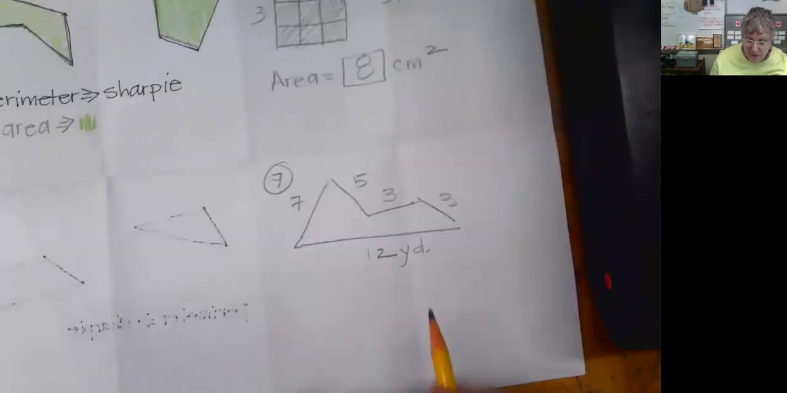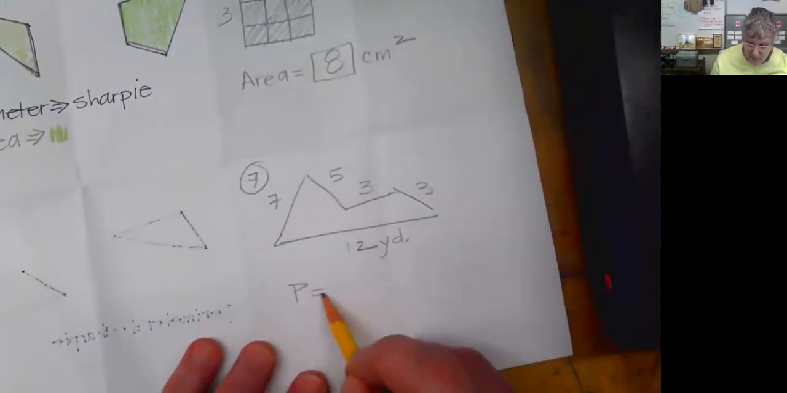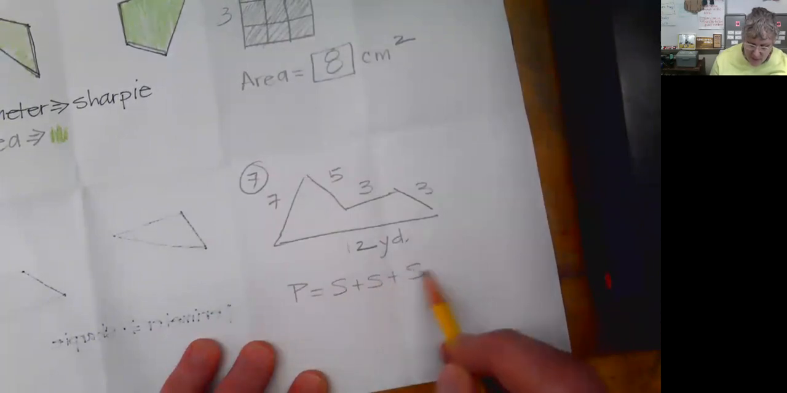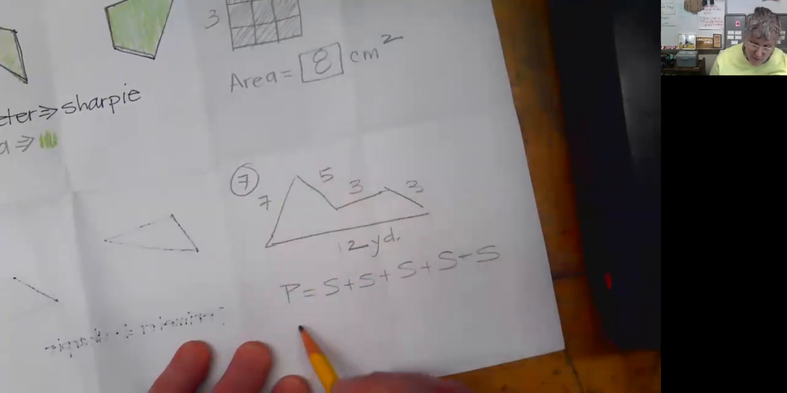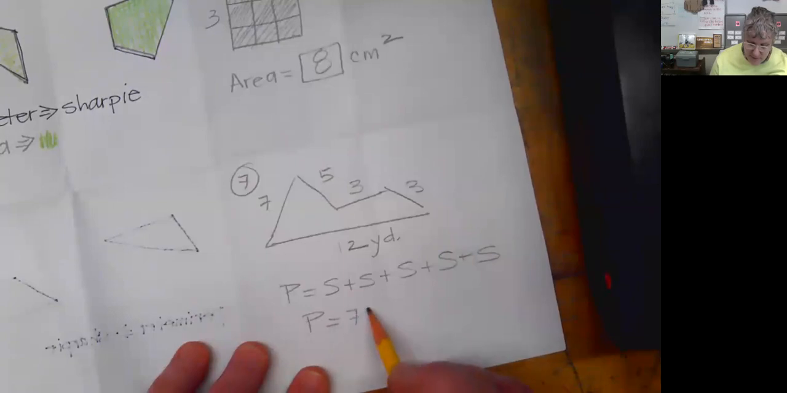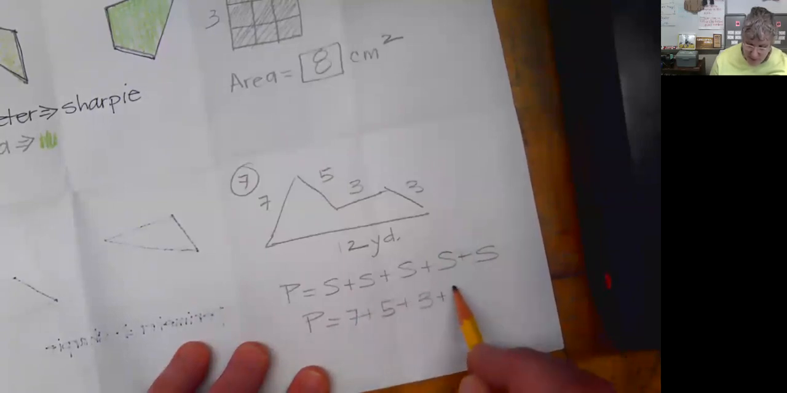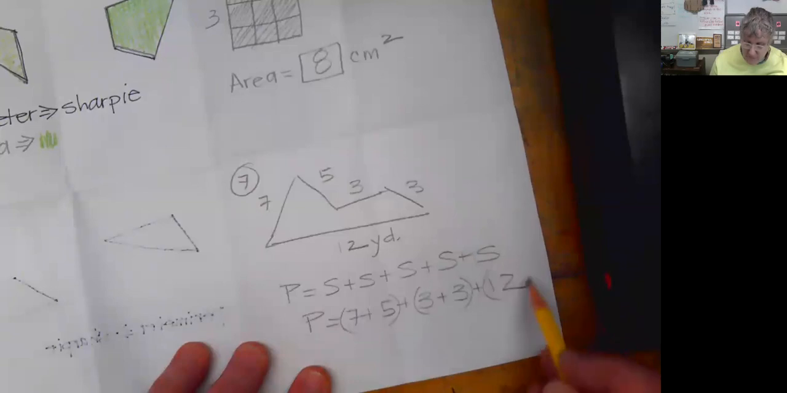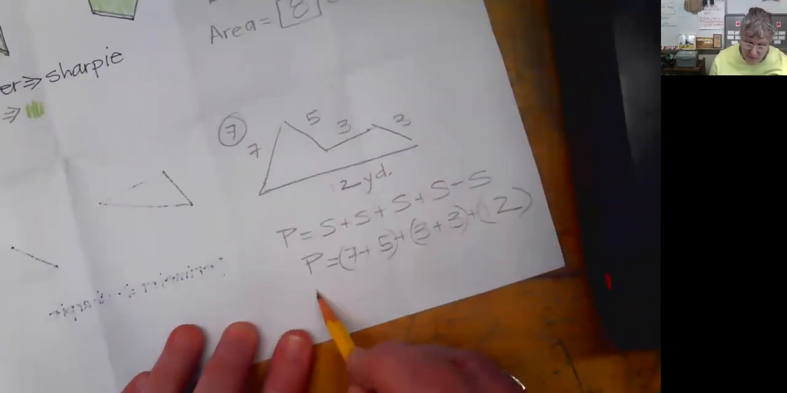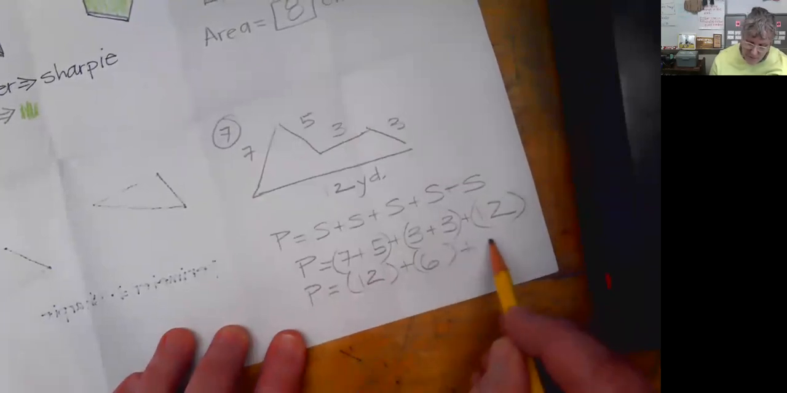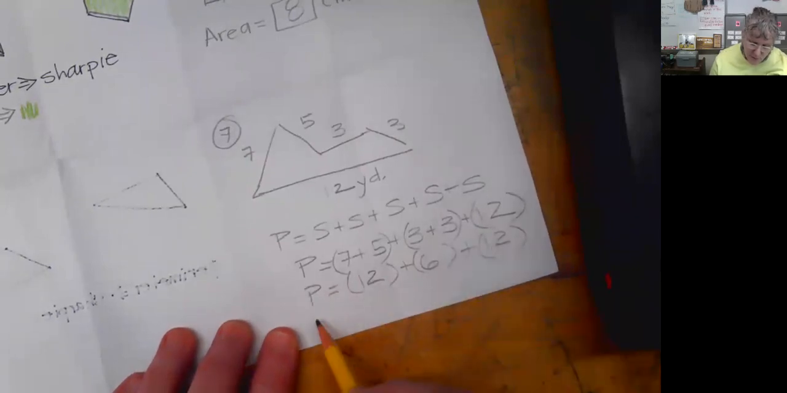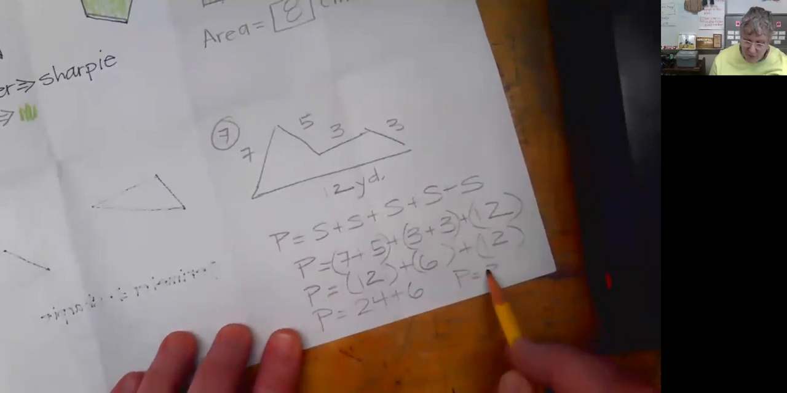So the formula for a perimeter is P equals side plus side plus side plus side. And in this case, we have 1, 2, 3, 4, 5 sides. So perimeter equals 7 plus 5 plus 3 plus 3 plus 12. And you can chunk these by putting them in parentheses, and then it's easier to solve: 12 plus 6 plus 12. 12 plus 12 is 24. So P equals 24 plus 6. P equals 30 yards.